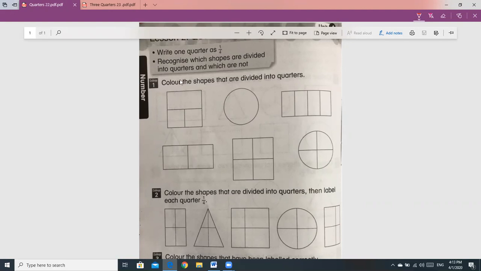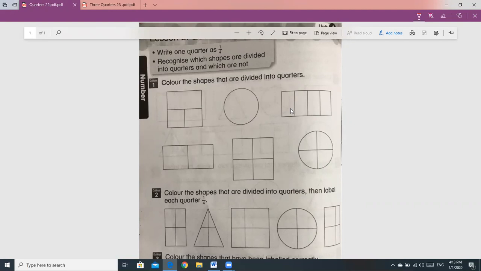Okay. Is this quarter? No, miss. It's 3 parts. So it's not quarter. We say quarter is 4 equal parts. So no, I'm not going to color it. He didn't cut it in any part, so it's not quarter.